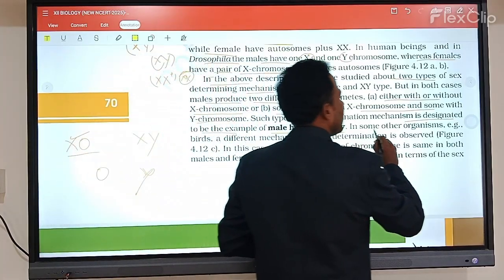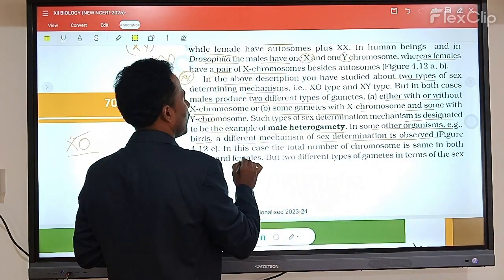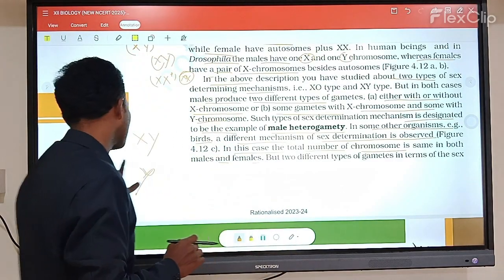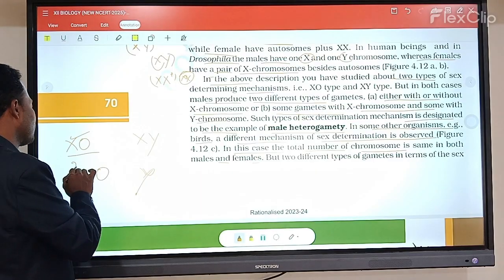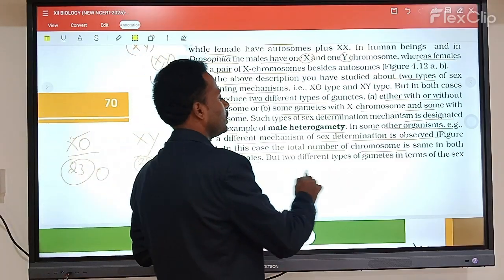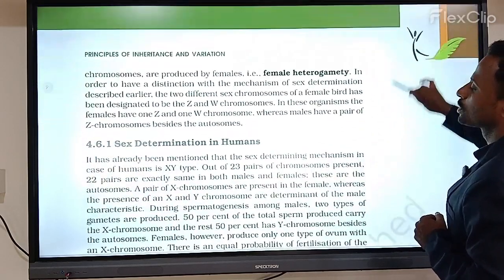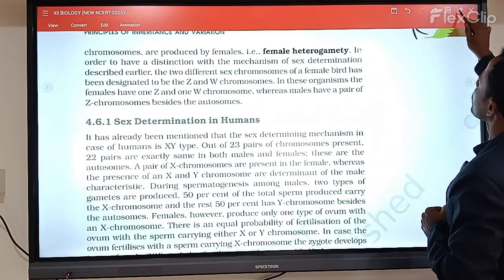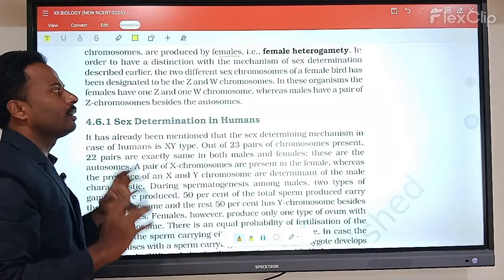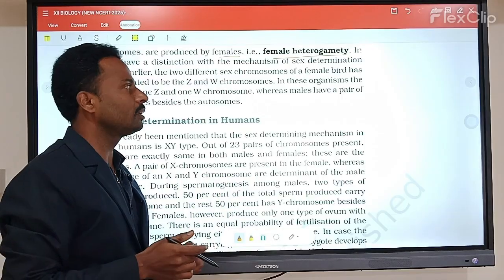In some organisms, for example birds, a different sex determination mechanism is observed, although the total number of chromosomes is the same in both males and females. For example, they have 23 pairs of chromosomes. But two different types of gametes, the sex chromosomes, are produced in the female only. That is called female heterogamy, where the female produces two different kinds of gametes.